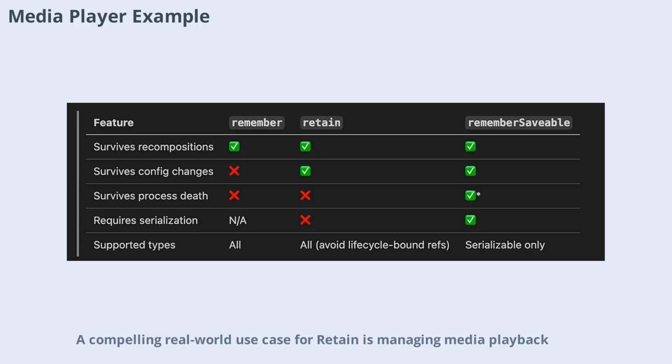A compelling real-world use case for Retain is managing media playback. With remember, rotating your device would recreate the ExoPlayer, causing interruptions. By using retain, you avoid player recreation during configuration changes, ensuring smoother playback. Lifecycle events are handled with DisposableEffect, and player cleanup is managed with RetainedEffect. This approach reduces playback interruptions and offers a more robust user experience.